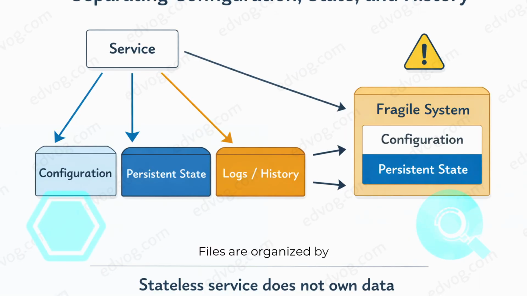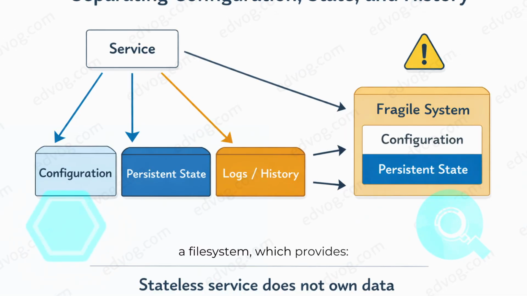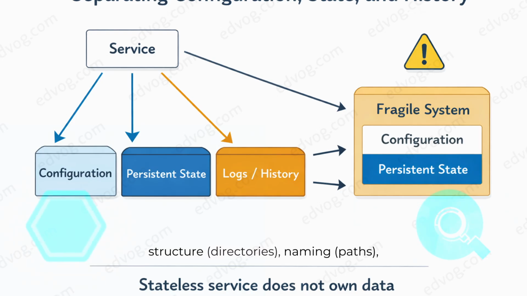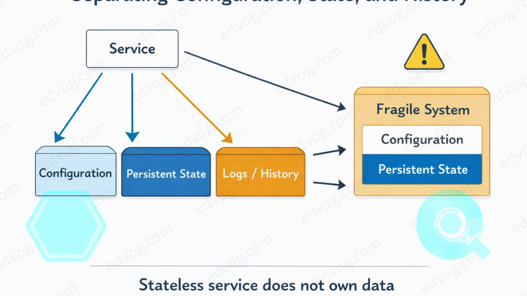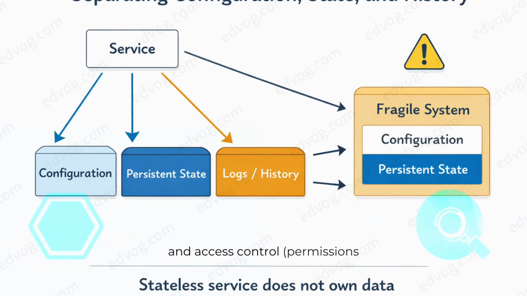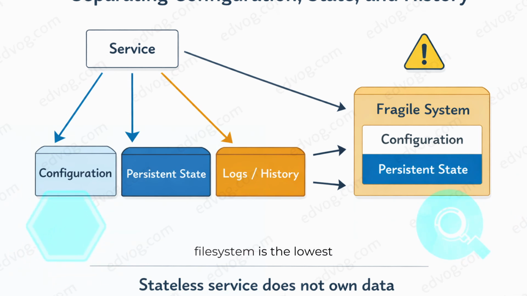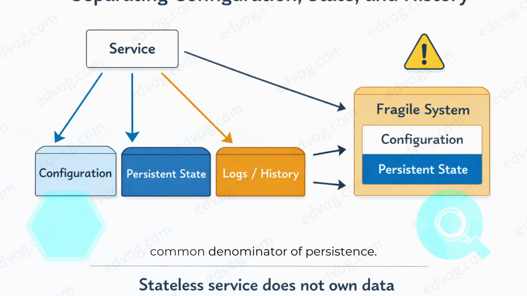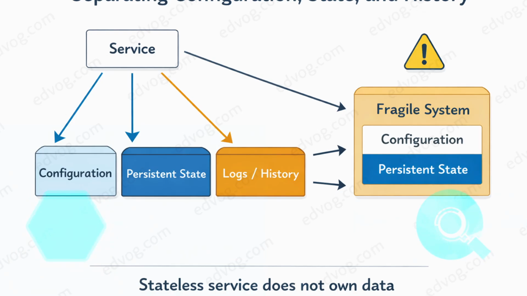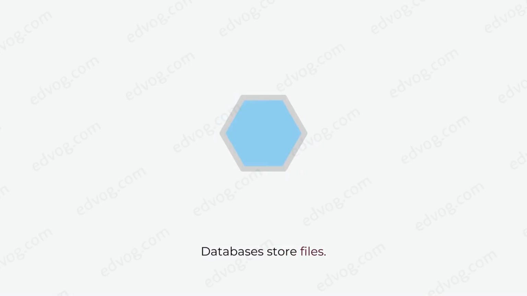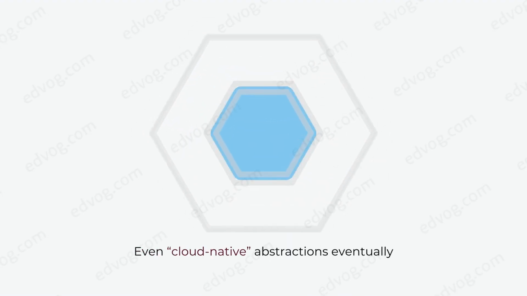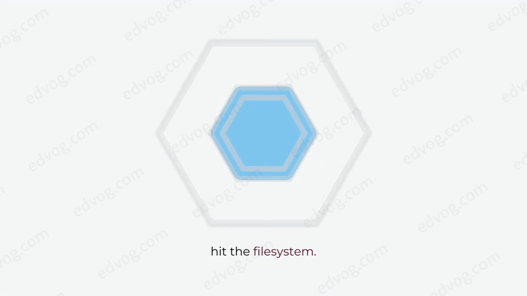Files are organized by a file system, which provides structure: directories, naming, paths, and access control, permissions, and ownership. This matters because the file system is the lowest common denominator of persistence. Databases store files. Logs are files. Container images are files. Even cloud-native abstractions eventually hit the file system.